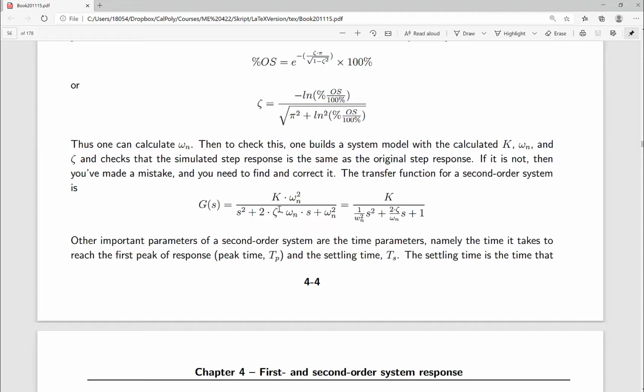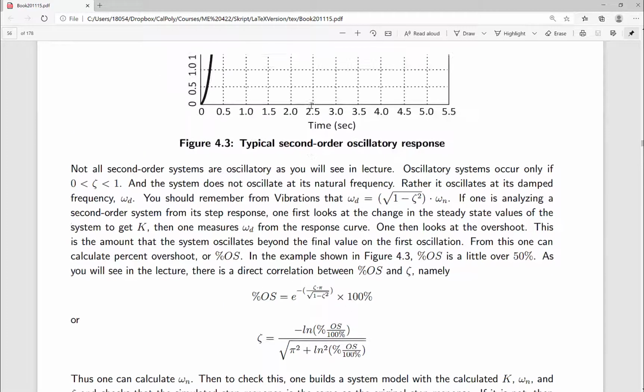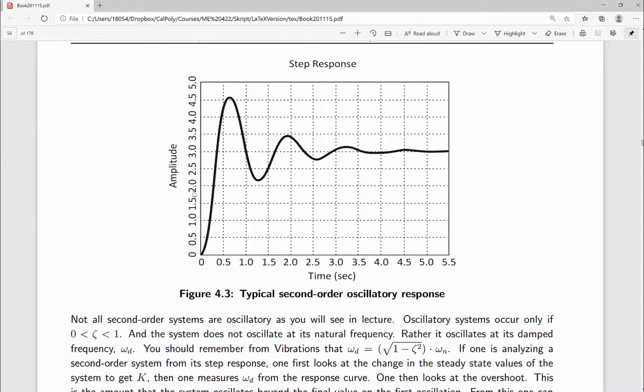Now, I haven't really defined this yet, and I should. K, zeta, and omega n are called performance parameters because they look at the way the system performs when you put a step input into it, and then from that you can get your transfer function.